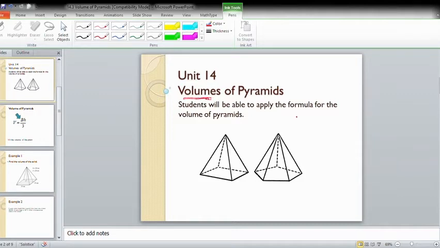So the cool thing about a pyramid, and if we were in class, this would be so much fun, is that you can take this pyramid and fill it up with water and then pour it into a rectangular prism. So let's just pretend for a second that we had a rectangular prism kind of overlapping this. And there would be 3 of these pyramids that would fit into this prism. And that is where the formula for our pyramid comes from.